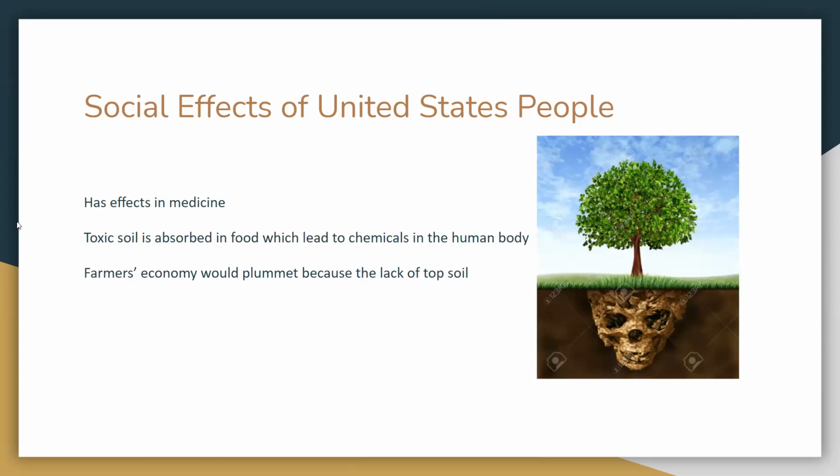Social effects of United States people. Soil has a considerable effect on human health, whether those effects are positive or negative, direct or indirect. Soil is an important source of nutrition in our food supply and medicine, such as antibiotics. However, nutrition imbalance and the presence of human pathogens in the soil biological community can cause negative effects on health.